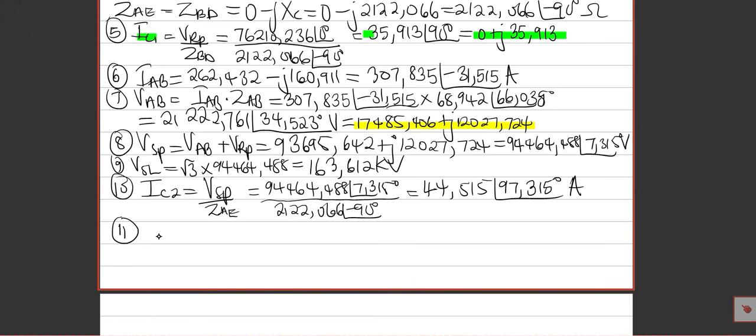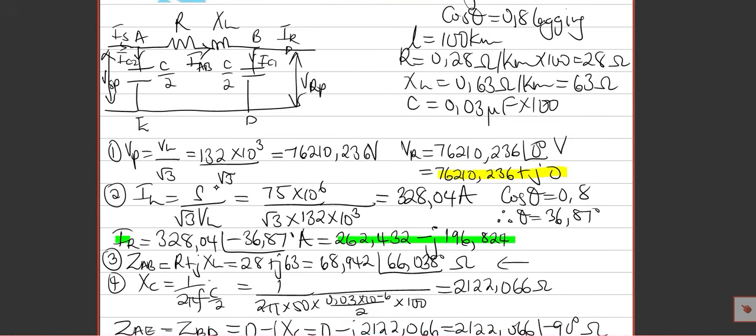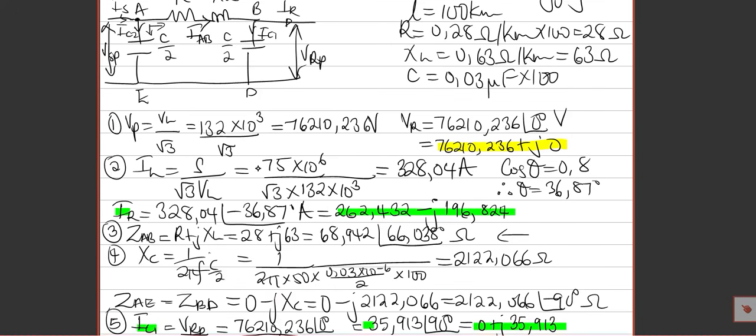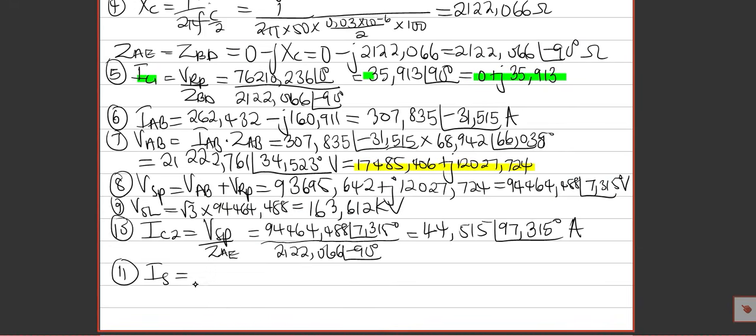Step number 11, to find our IS. So our IS, we're saying it's going to be these two currents. We're adding IC2 plus IAB, the one going that way, the one going the other direction from this junction here. So IC2, we didn't convert our IC2 to rectangular form. Let's convert it here.